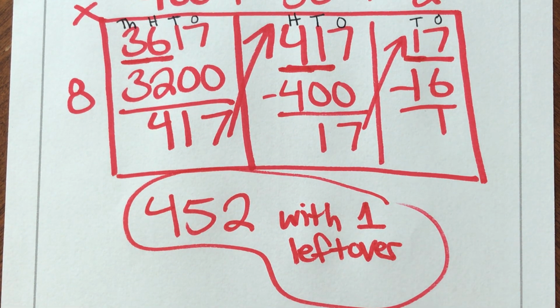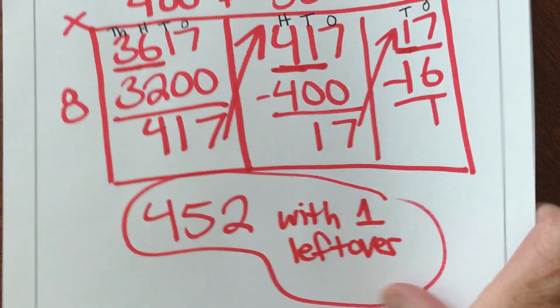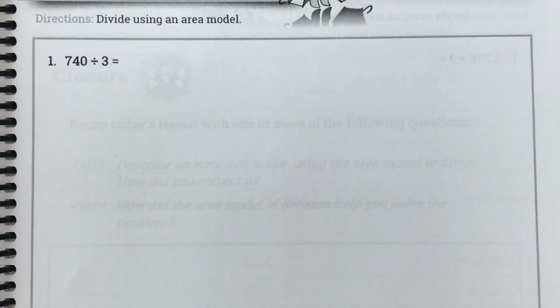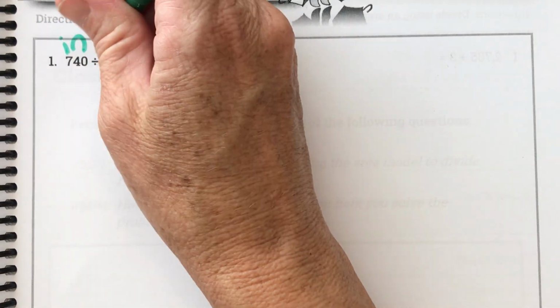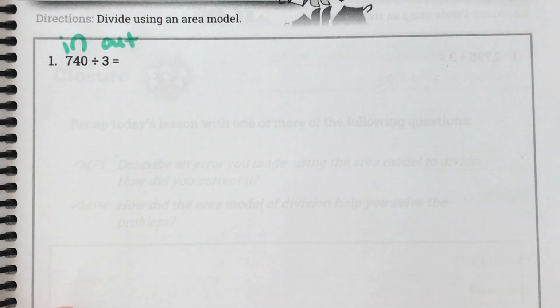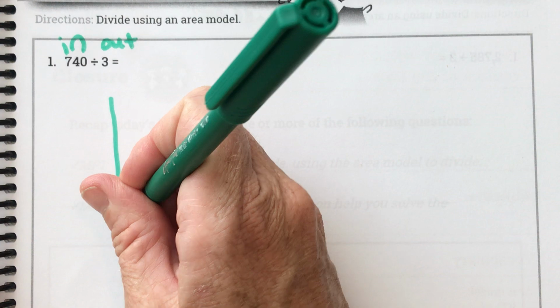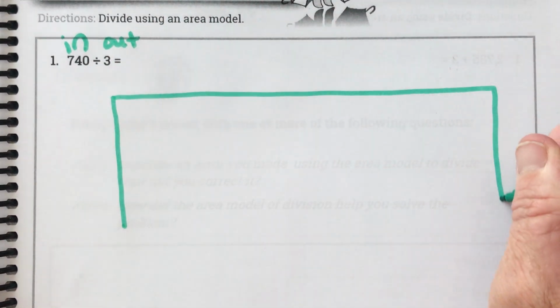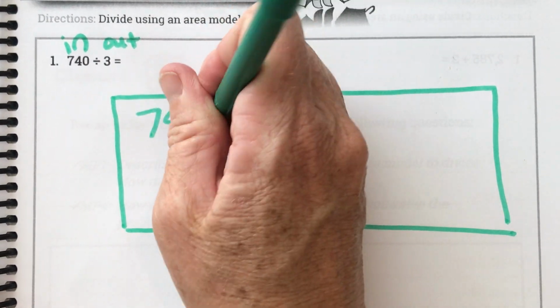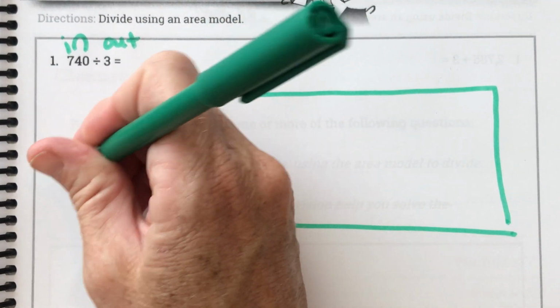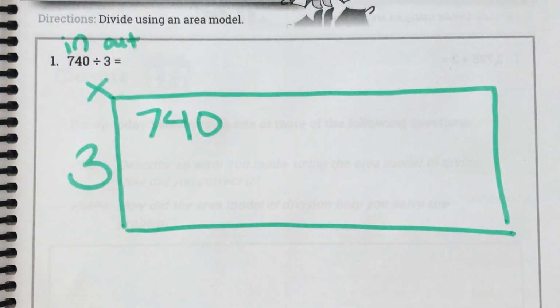Okay, let's try some of these together, ladies and gentlemen. We are on page 222. And here's our first problem, 740 divided by 3. Okay, so let's first write our in and out to help remind us. Okay, now let's set up our rectangle. Let's put our dividend inside, and let's put our divisor outside and our multiplication sign in the corner.